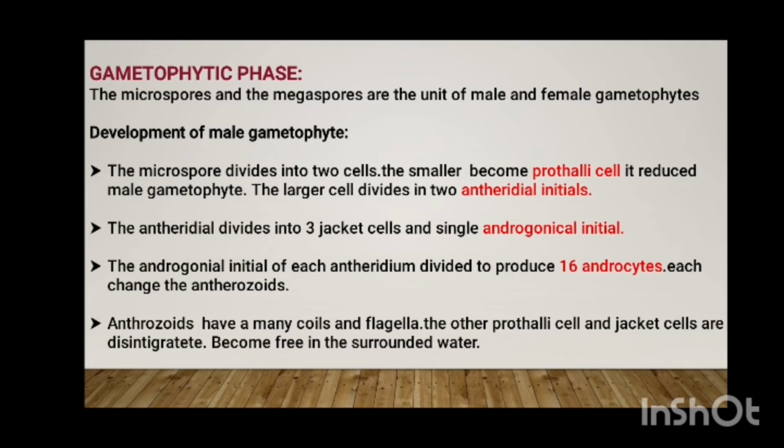Development of male gametophyte. The microspore divides into two cells. The smaller becomes the prothallial cell, and it reduces the male gametophyte. The larger divides into the antheridial cells. The antheridium divides into three jacket cells and a single androgonial initial. The androgonial initial of each antheridium divides to produce 16 androcytes, each becoming an antherozoid. Androcytes have many coils and flagella, and the other prothallial cell and jacket cells disintegrate and become free in the surrounding water.